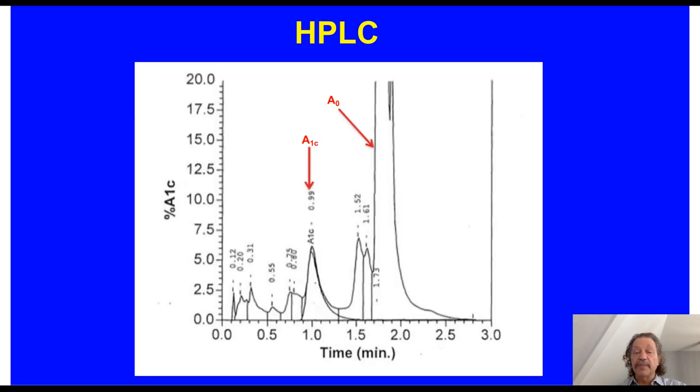HPLC for A1c is similar. Separation of hemoglobin A0 from hemoglobin A1c, and you quantify the peaks. And the difference being with HPLC, you can see the baseline's not quite as smooth as capillary electrophoresis, and also there's no hemoglobin A2 separated.